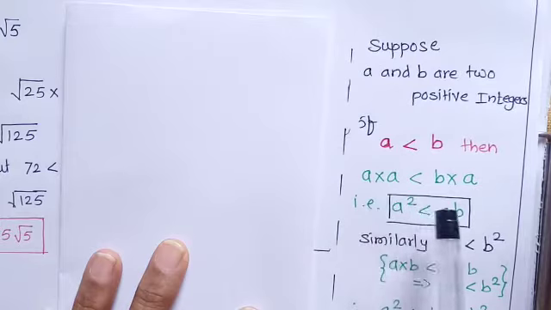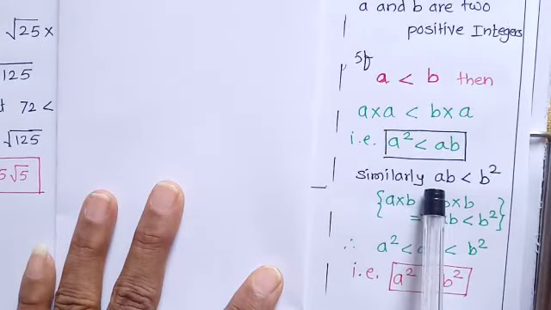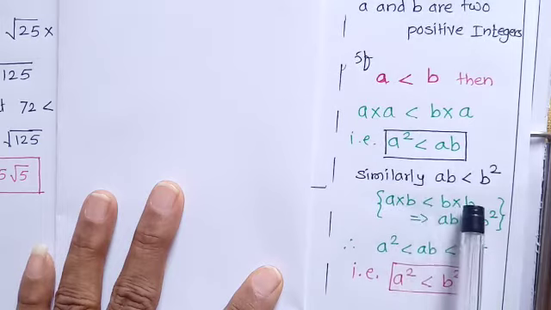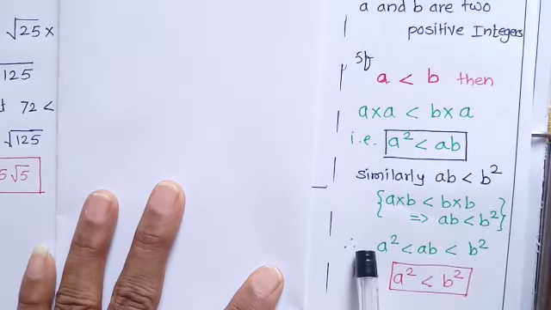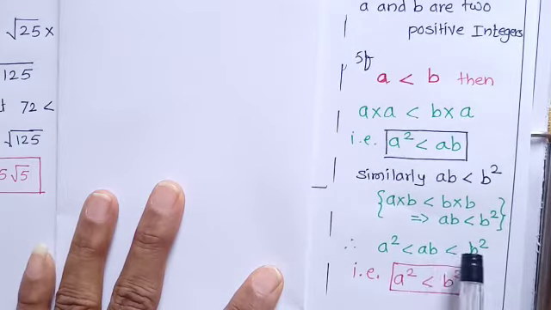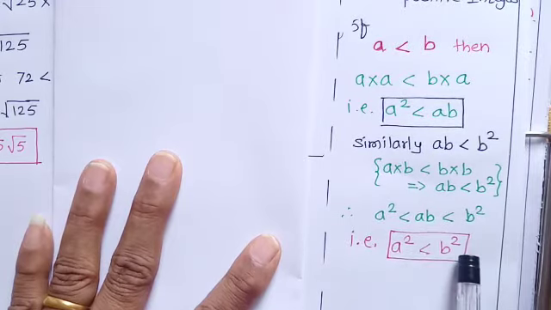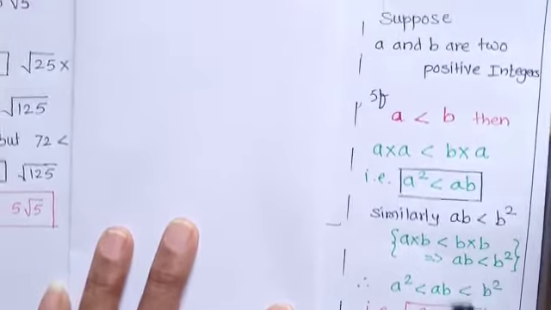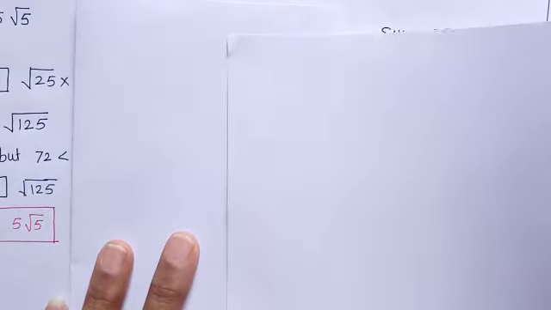So a square is less than ab. Similarly, we can say ab is less than b square. So a multiplied by b is less than b multiplied by b, and hence ab is less than b square. So a square is less than ab, which is less than b square, which implies a square is less than b square. We are going to use this property in solving the example of comparison between two surds.